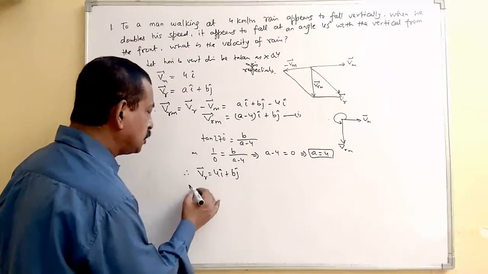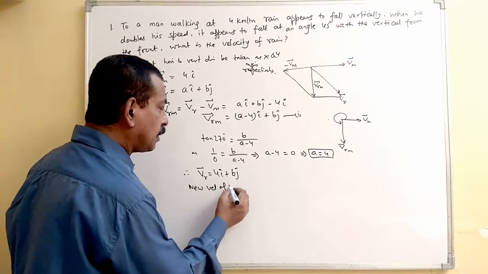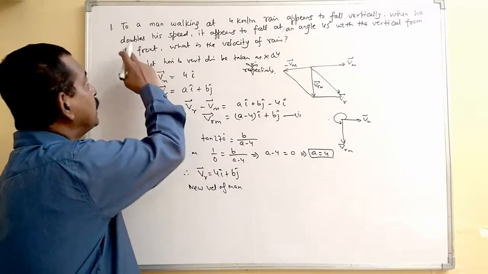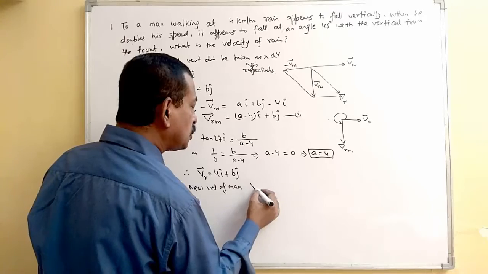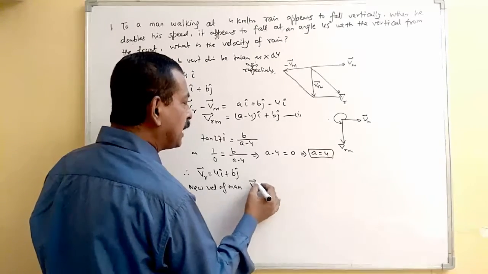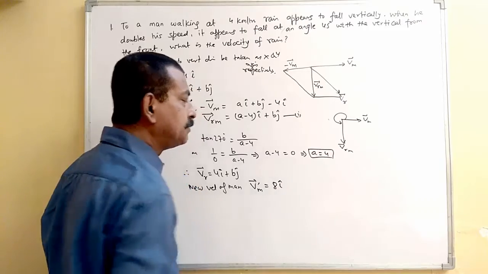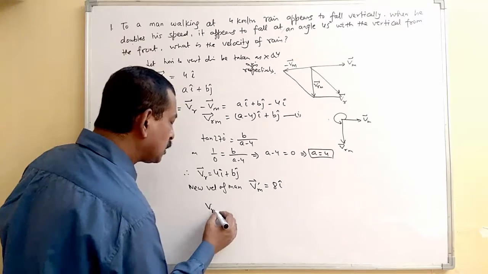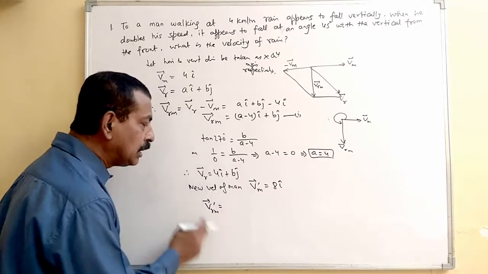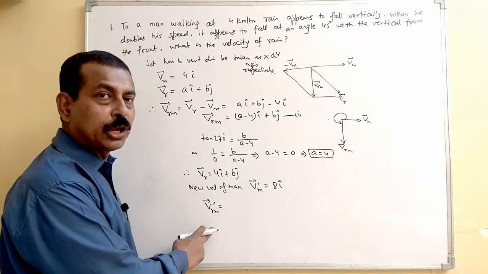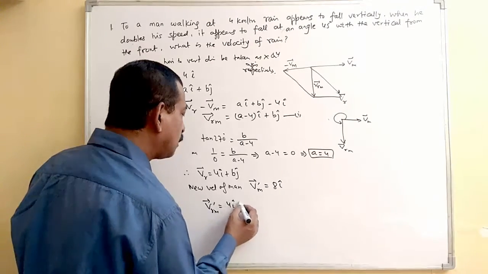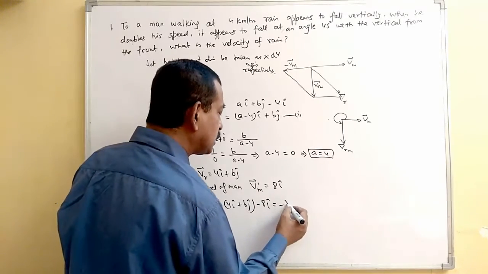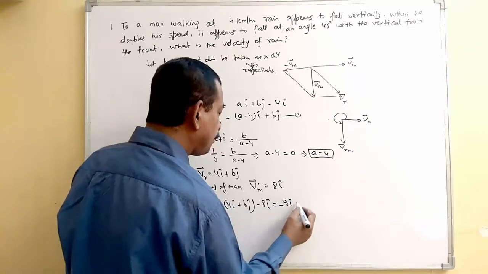New velocity of man, because it is given he is doubling his speed. Okay, he doubles his speed. So that means new velocity of man, suppose I represent it as Vm dash. So this will be 8i. Now this time, again, if I take the relative velocity of rain with respect to man, that means it is now the new relative velocity. So this will be 4i plus bj minus 8i. This will be minus 4i plus bj.